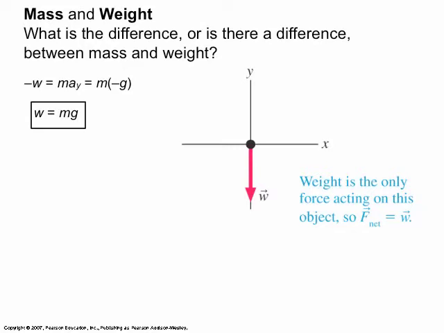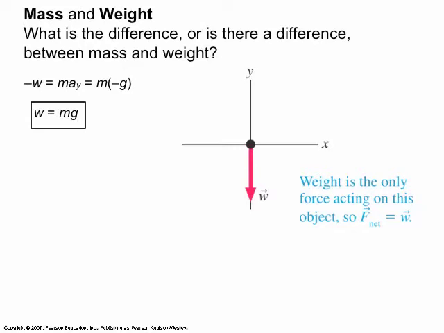So the net force is mass times acceleration in the y, or vertical, direction, which we call mg. So the net force is mg, and that net force is the one and only force of gravity, the force of the Earth on the object, which is its weight. Therefore, weight is equal to mass times gravity when an object is in free fall.